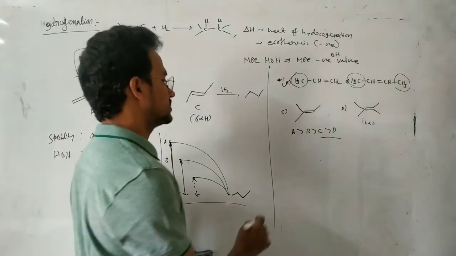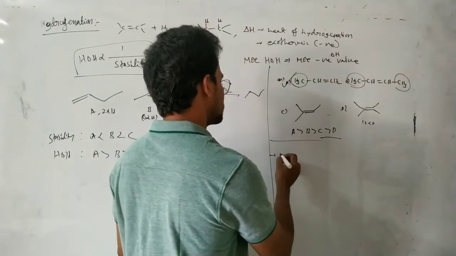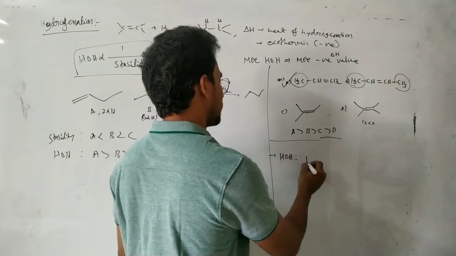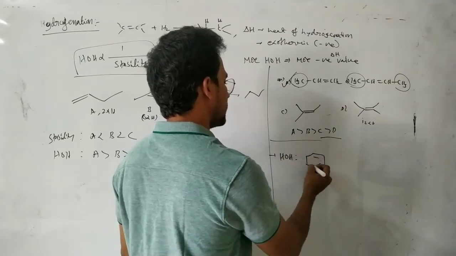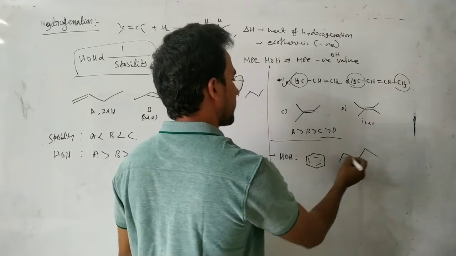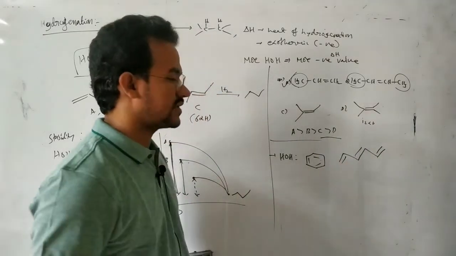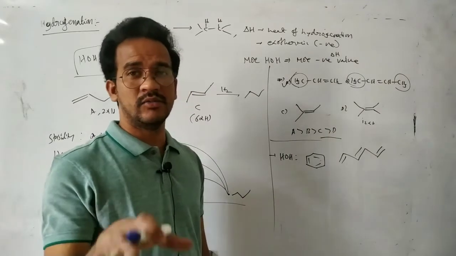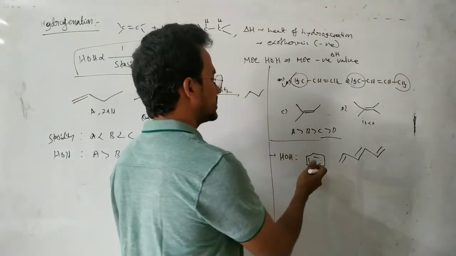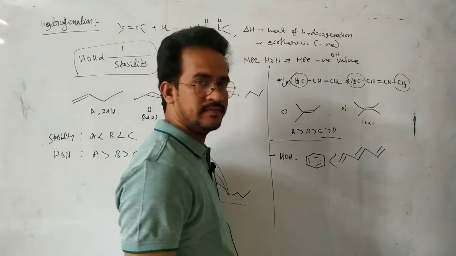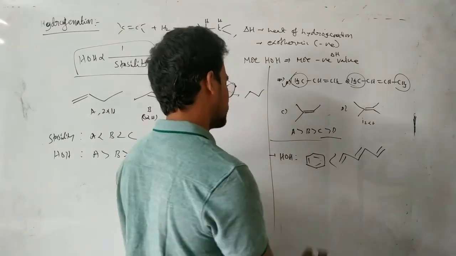Now consider heat of hydrogenation of benzene, which has pi bonds. Which one has a higher heat of hydrogenation? Benzene is aromatic and more stable, so that is why it has a lower heat of hydrogenation.